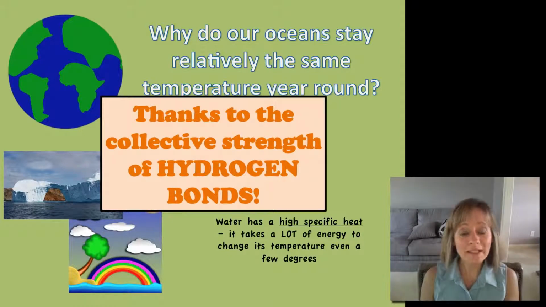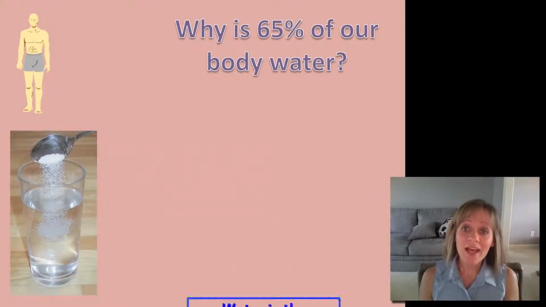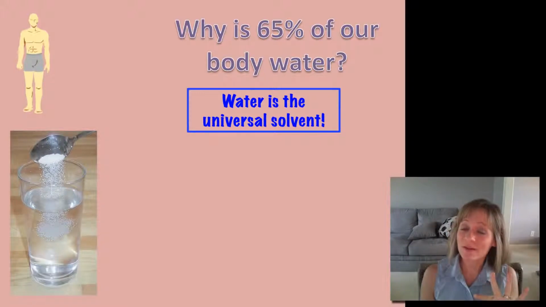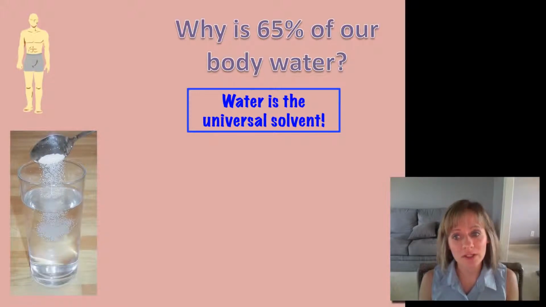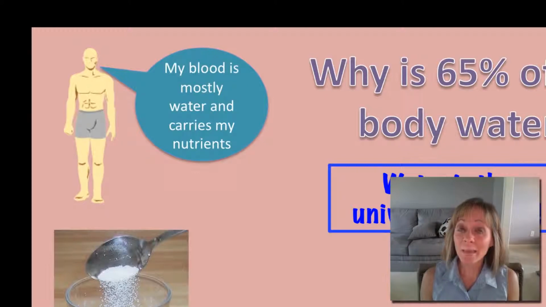So water moderates temperature. And the fourth and last unique property sort of explains why our body is made up of 65% of water. And the answer is the fourth property. Water is the universal solvent. A solvent is simply something that dissolves particles. And so this guy here is saying, my blood is mostly water, and I'm glad because it carries all of my nutrients throughout my body. It dissolves all of my nutrients and transports them.